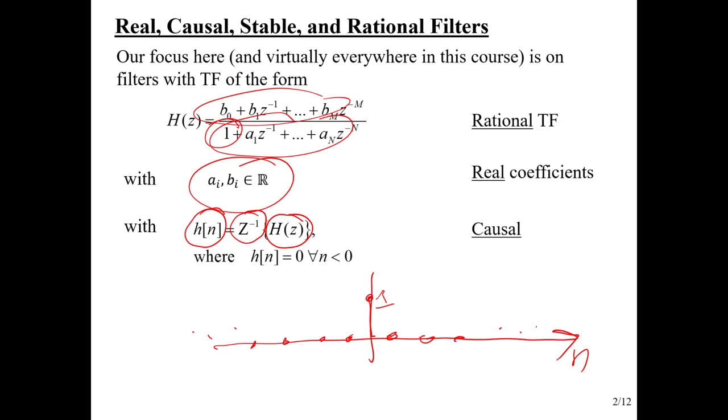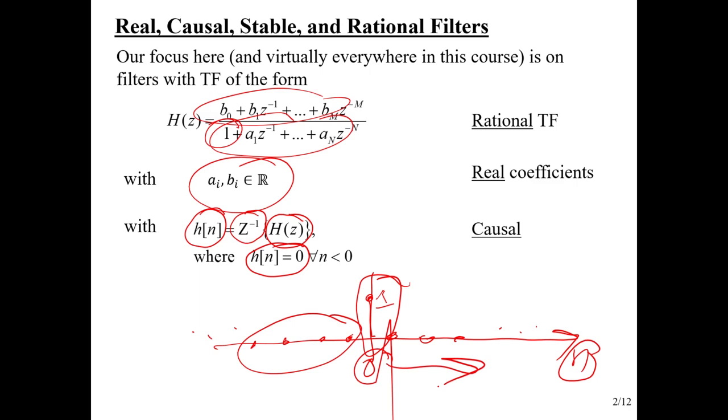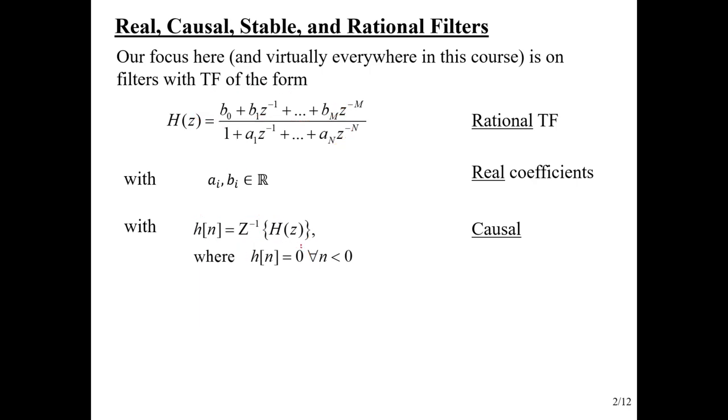So here's the idea. If the first non-zero thing that hits the system is at time n equal to 0, then there is no way that the system can anticipate that that's going to happen. And so the first non-zero value of the impulse response must occur at n equal to 0 or later. So that's why we say here that h of n must be equal to 0 for all n less than 0. So that's causality. And that also imposes some constraints on the kinds of filters that we can talk about.